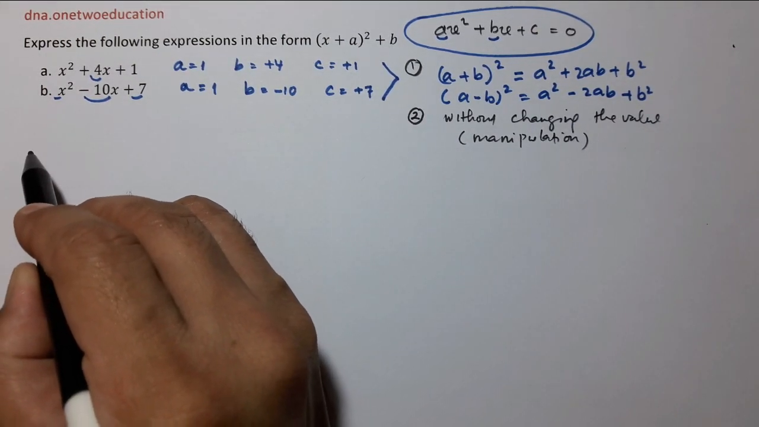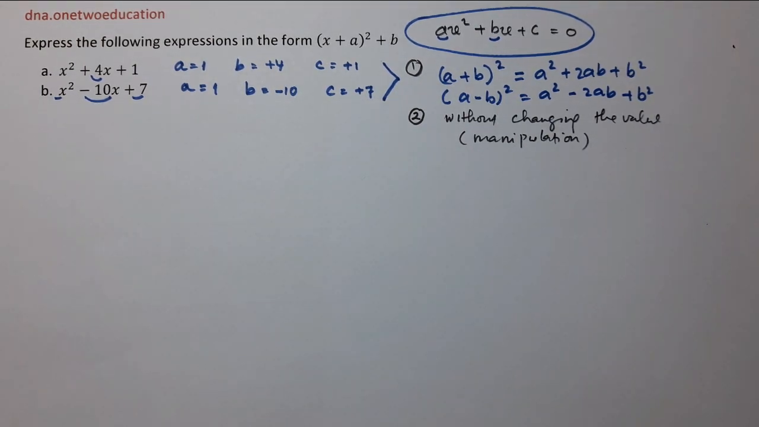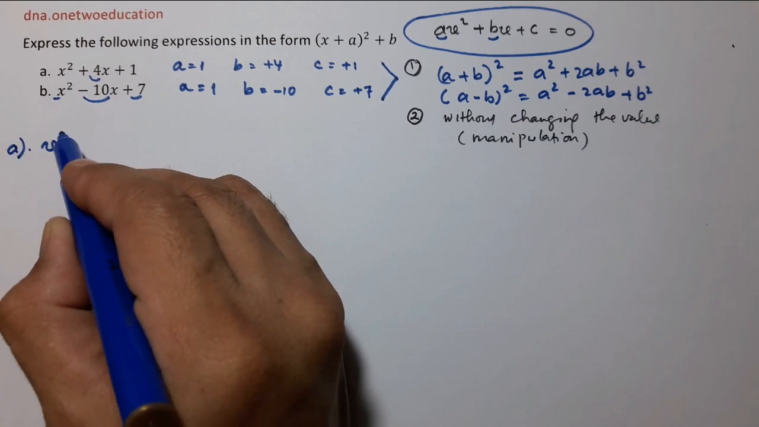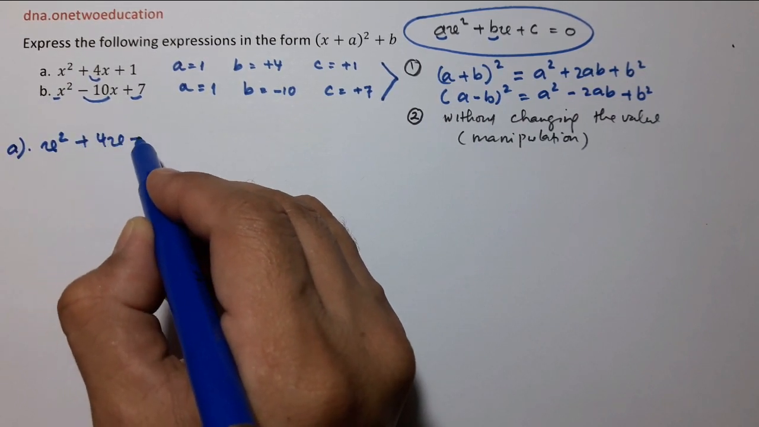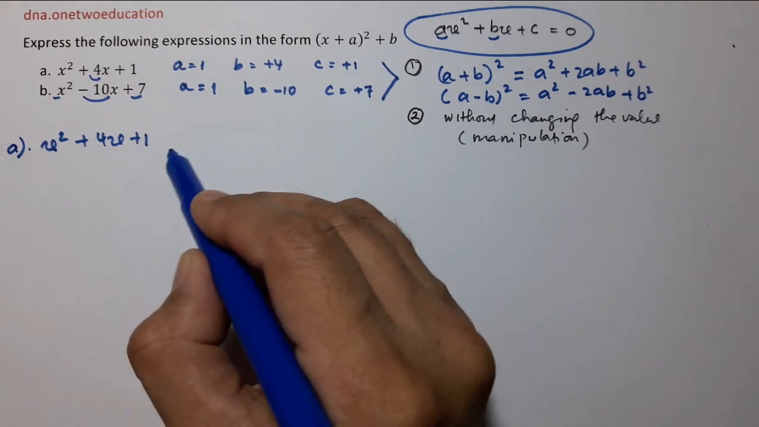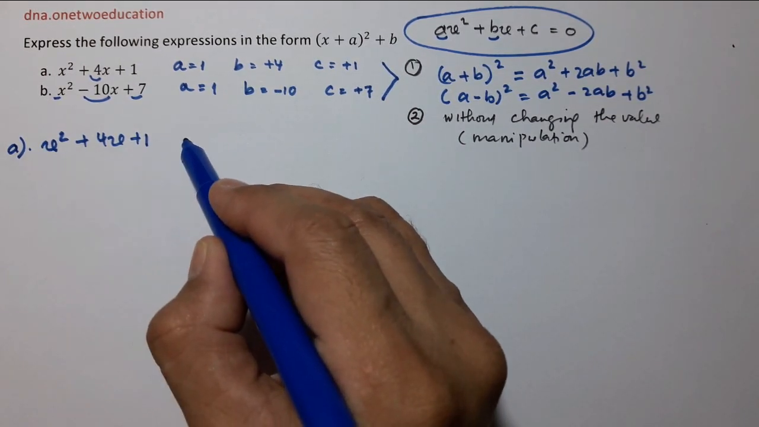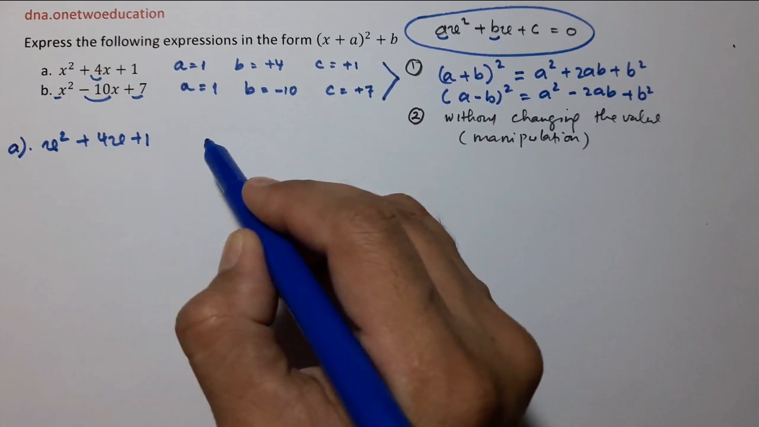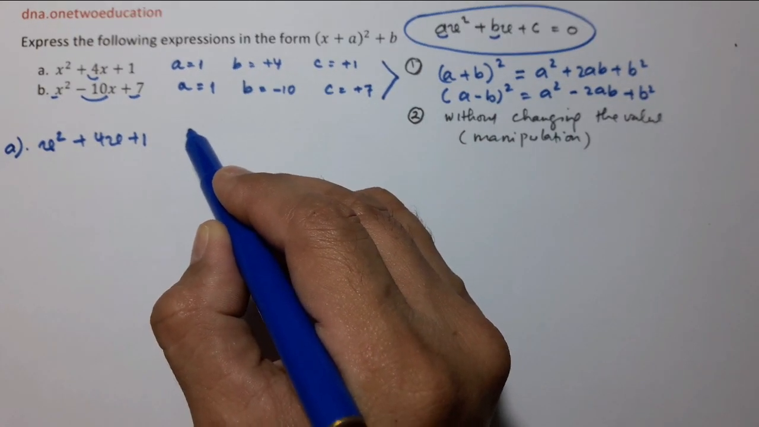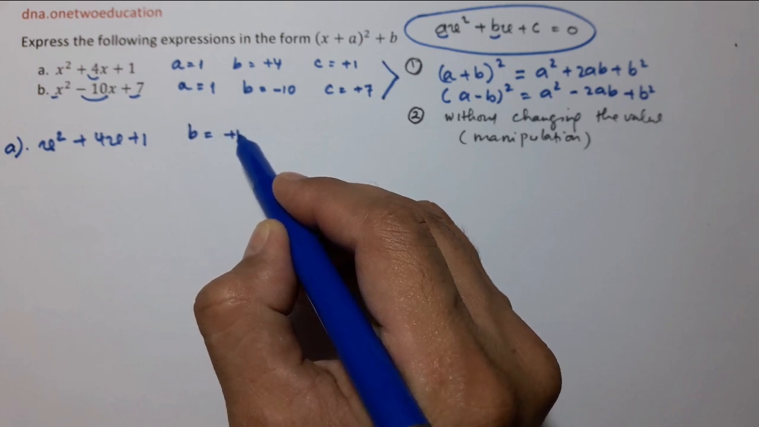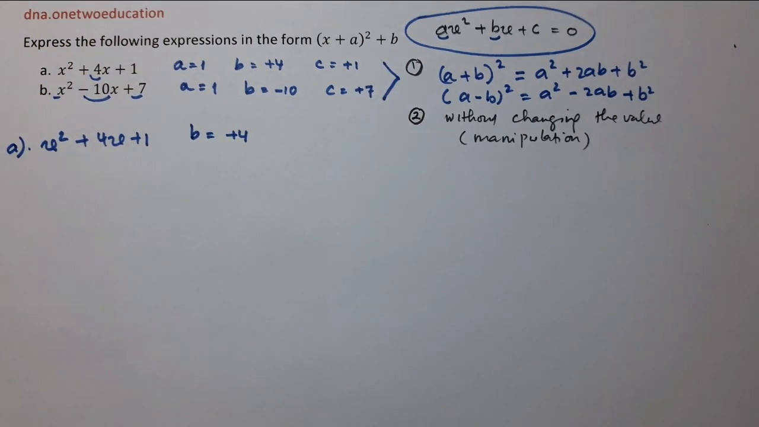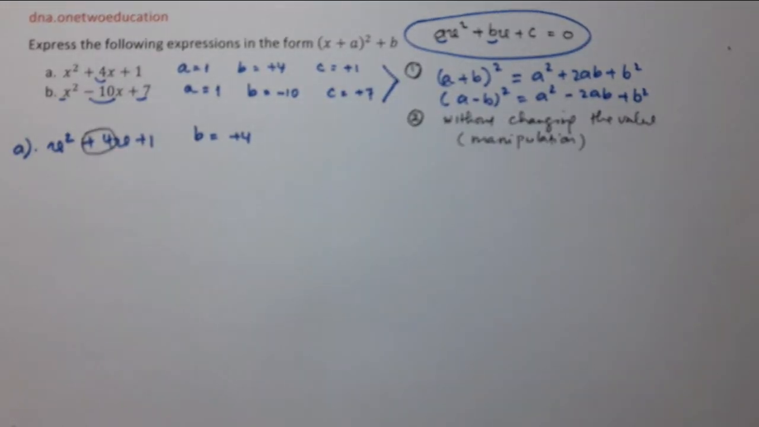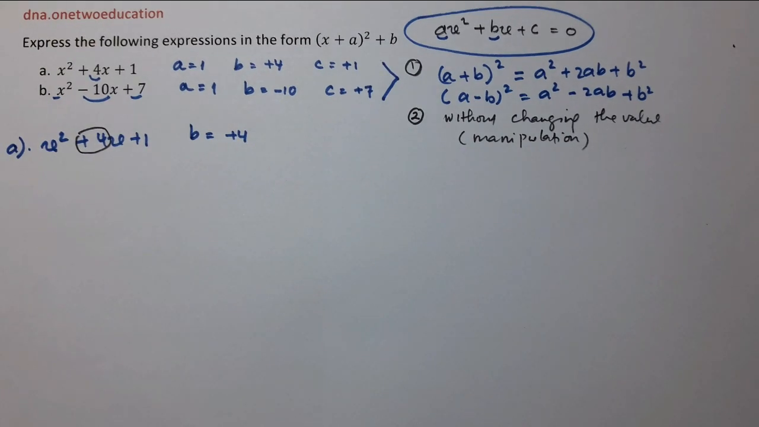Okay, students, for number 1a, we have x squared plus 4x plus 1. We got this one. a is 1, b is 4, and c is 1. Once again, a is 1, b is 4, and c is 1. So I want to write again, b is positive 4. This one, right? This is the b, positive 4. That's the value of b.